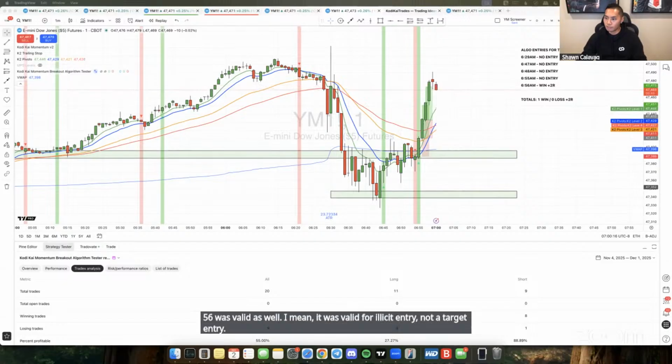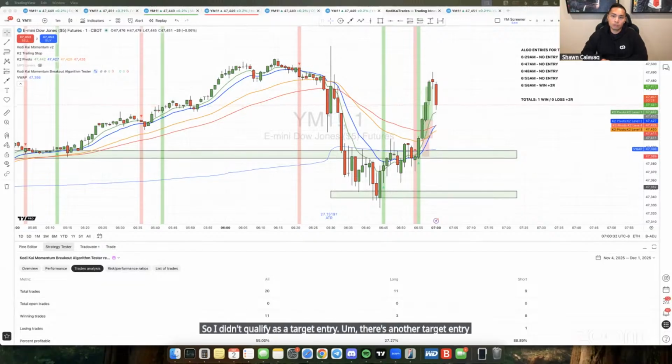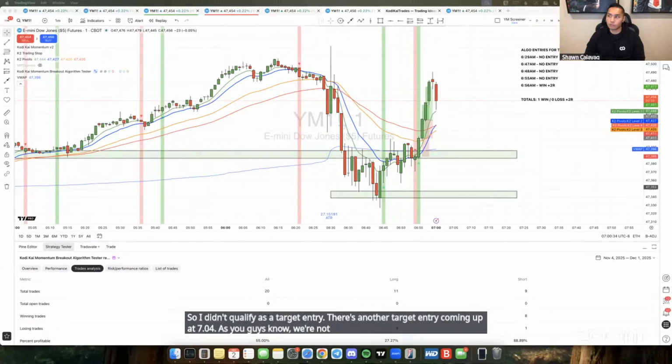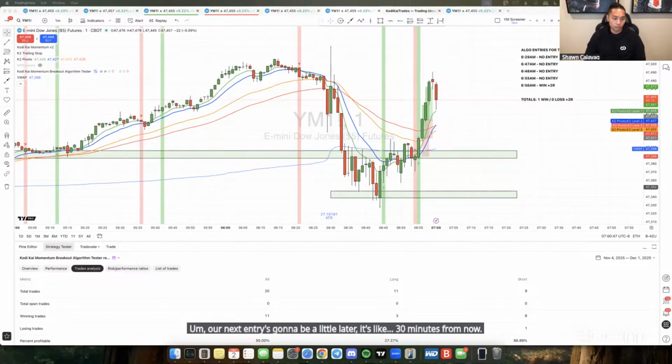So the 656 was at 63.87. It was a target entry yesterday. So yesterday was at 70%, but because it lost yesterday, it dropped down the weighted average. So it didn't qualify as a target entry. There's another target entry coming up at 704. As you guys know, we're not really looking for any trades that are against momentum, so I'm not looking to take it, but it is a target entry for those of you who are looking to get into it. Our next entry is going to be a little later, like 30 minutes from now. So we'll keep following it. We'll keep watching it.